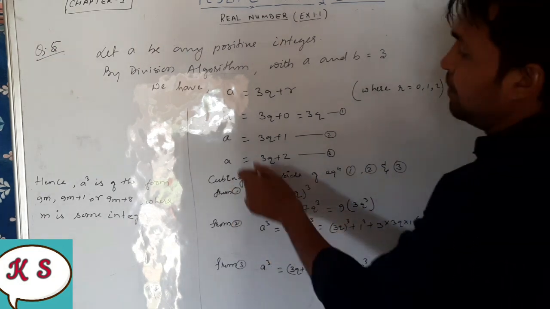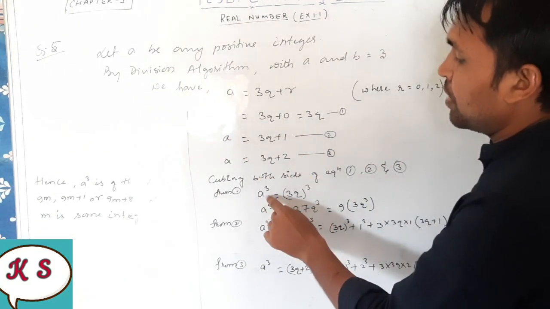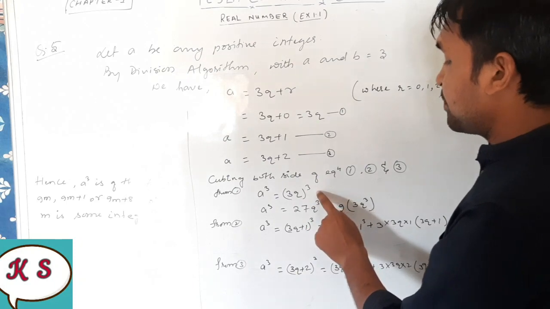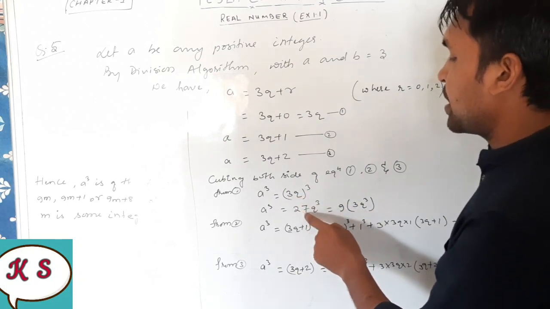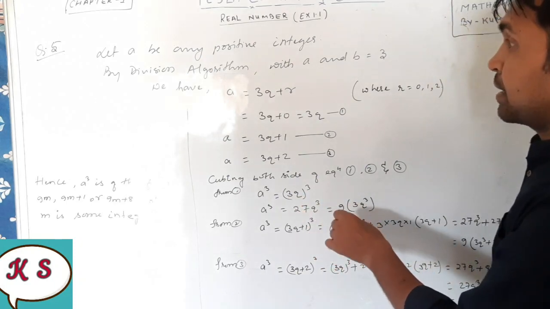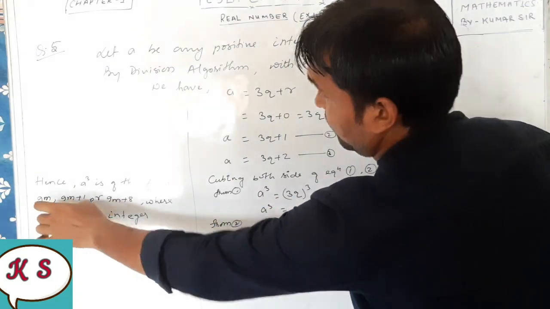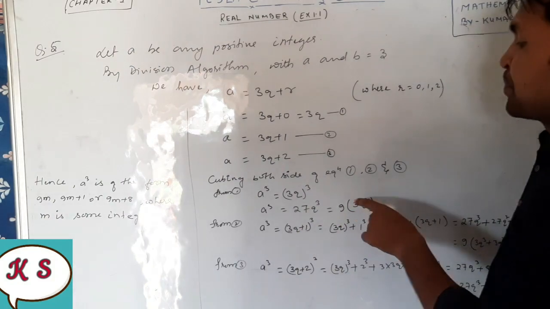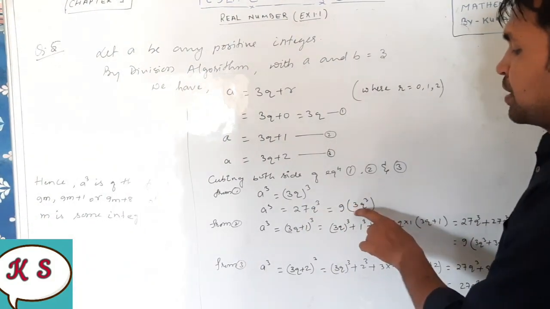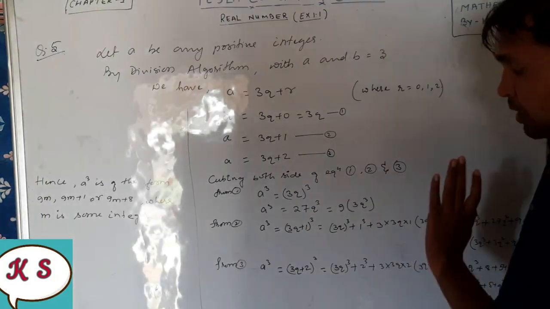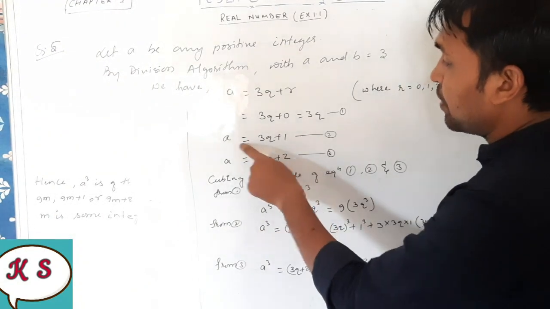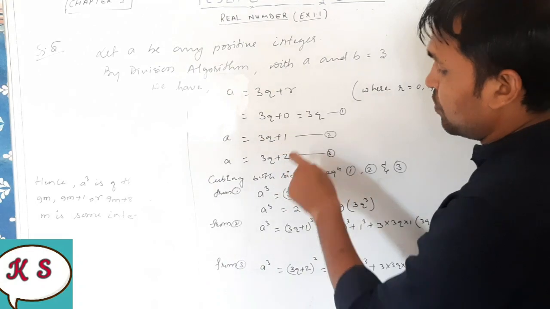So first we are cubing equation 1. When you cube it, a cube is equal to (3q) whole cube. So it will come to 27q cube. Here they are asking us to prove it in this form, so we try to keep 9 outside, and m is nothing but an integer. If you take 9 common from here, what is left? 3q cube. Okay, done.